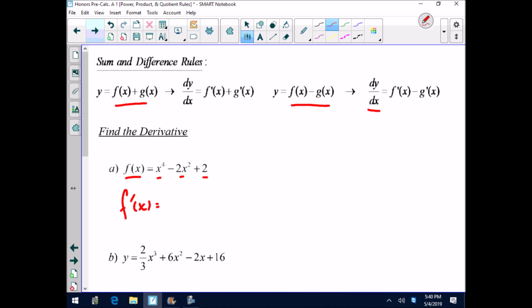So right here, I would say that the derivative of x to the fourth minus 2x squared plus 2 would be the derivative of x to the fourth, or 4x cubed, minus the derivative of 2x squared, or minus 4x, and then plus the derivative of 2, which we know is 0. So we can write plus 0, but in the end, we wouldn't even write the plus 0. We would just say that that term goes away when we take the derivative, because the derivative of a constant is always going to be 0.